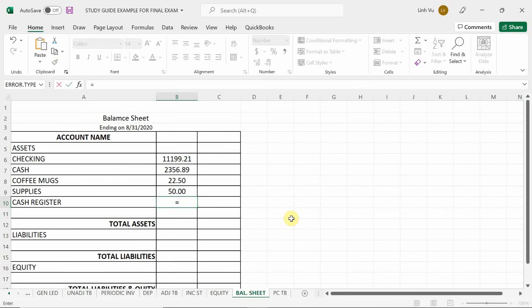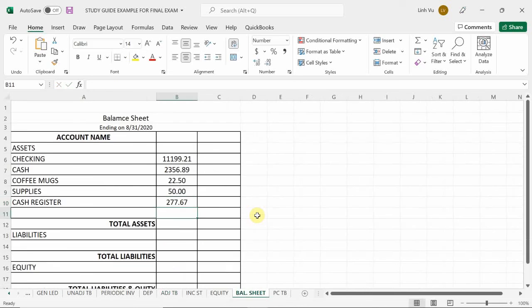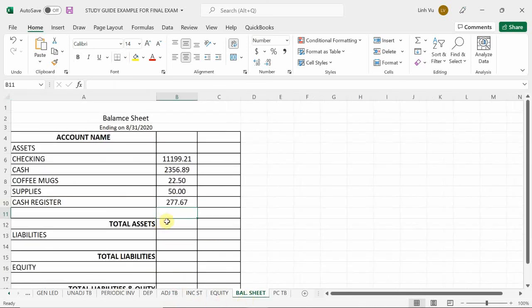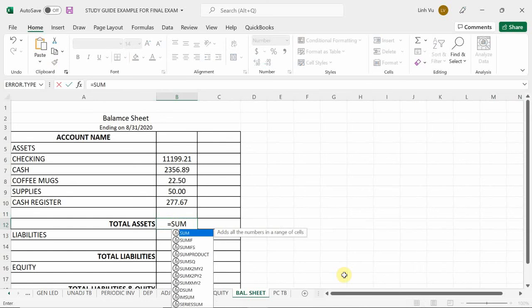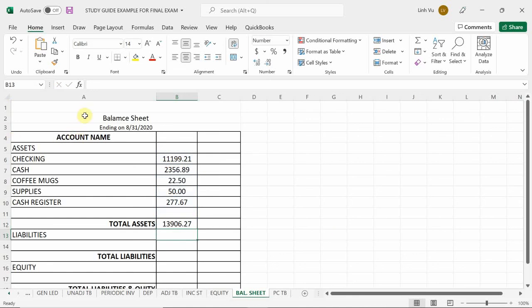to reflect my total asset. That doesn't look right. Is it 286? 285 minus $7.93 should give you 277.67. Okay, that's my book value for my cash register. Right? And then let's see. And that's the last thing that you have for your assets. So tally up your total assets. So I have a current total assets of $13,906.27. Okay.